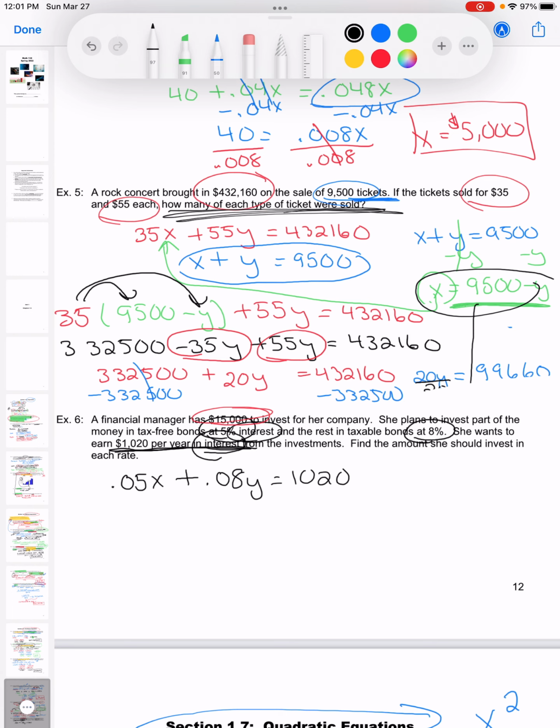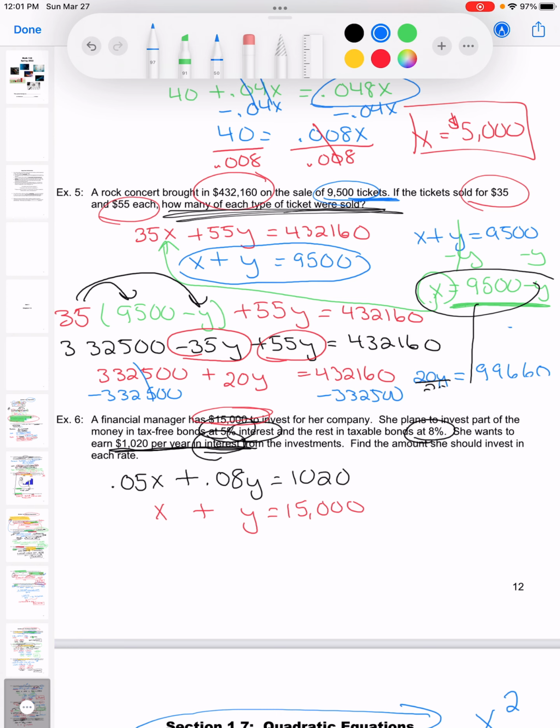Now I don't have any percents that go with the next equation, so it's just going to be X and Y. And that's because to figure out how much money we're making, we're going to take the money times that percent. The total money that I invested, so the X money plus the Y money, was the $15,000. So those are my two equations.